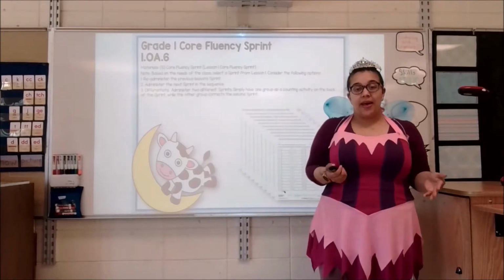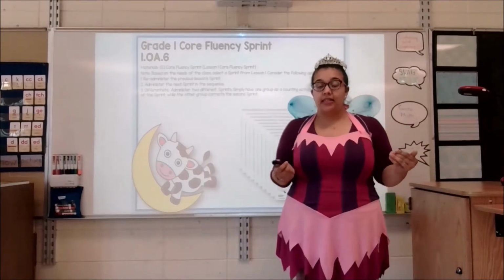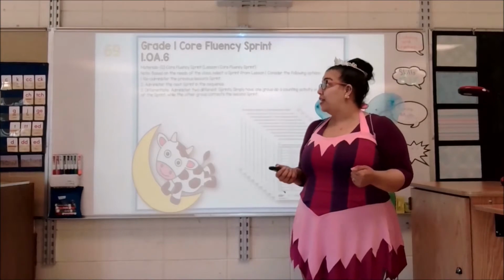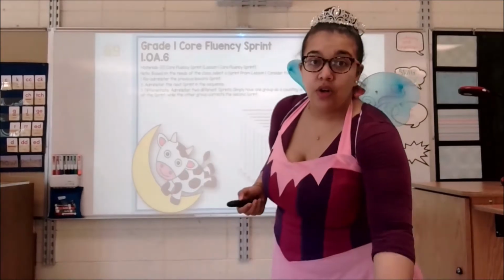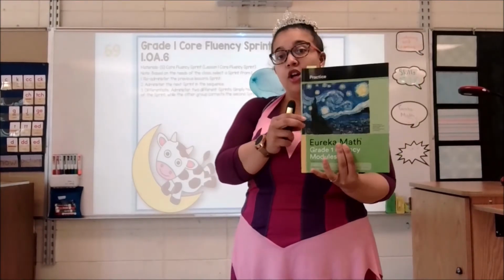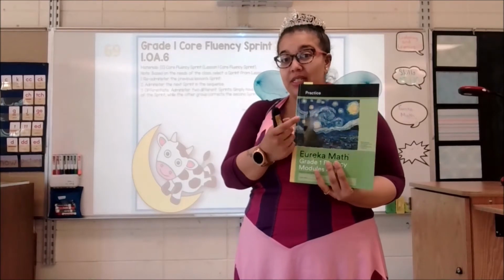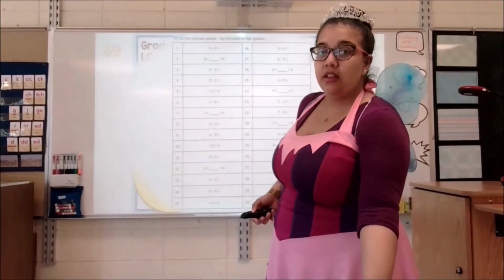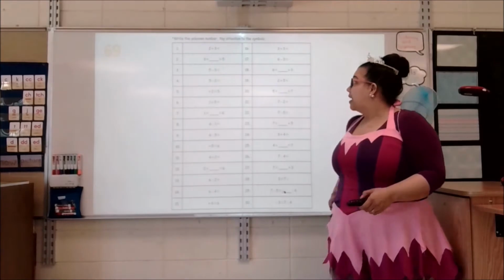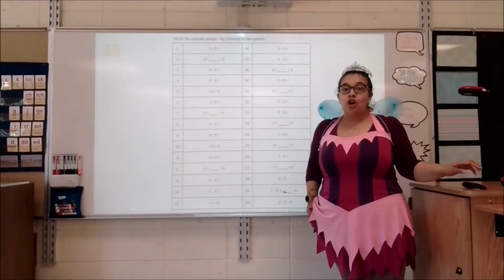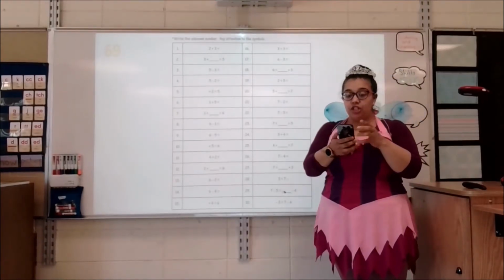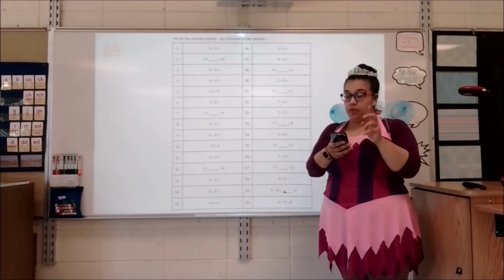We need to start with our warm-up activity, our fluency practice, a sprint, which can be found on page 69 in your yellow number, yellow trim, your Starry Night book. So page number 69 in this book, it looks just like this. And it says, write the unknown number. Pay attention to the symbols.